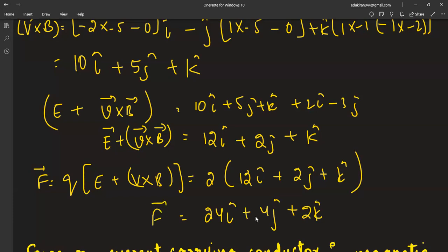And what do we call this force as? What is the name given to this force? Lorentz force. Very good. This force is known as Lorentz force. So mathematically, you solve it in this way.